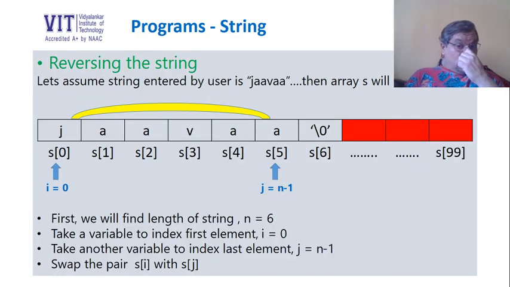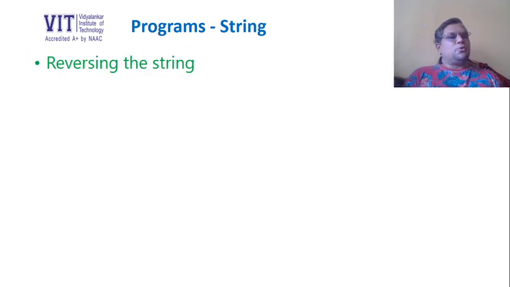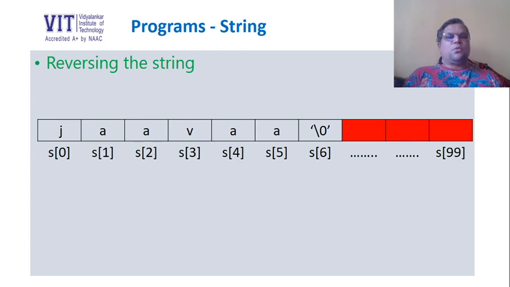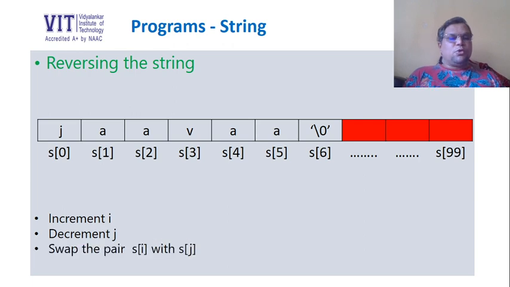This will swap only one pair of this particular string, but we need to swap other pairs also. So we will continue our procedure. This time we will increment I by 1. Previously it was 0, so its value will be 1. Then we will decrement J by 1. Previously its value was 5, now it becomes 4. And then we will again swap the pair Si with Sj. And we will repeat this procedure until I remains less than n by 3.